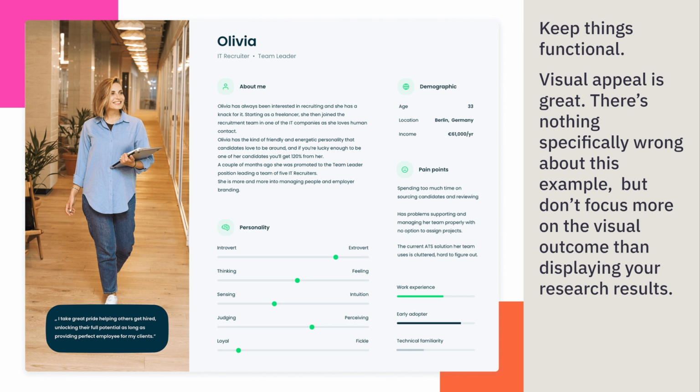And this one isn't necessarily a bad persona, but it's important to keep in mind that you should keep the user persona functional. Visual appeal is great. It makes the persona much more usable. It shows that you can design information well. But that's not the point of it. So keep your focus on the importance of summarizing the information and personifying what you found in your research, and put a little less effort towards the visual appeal of it.